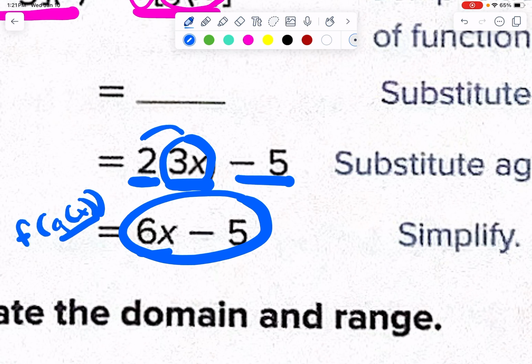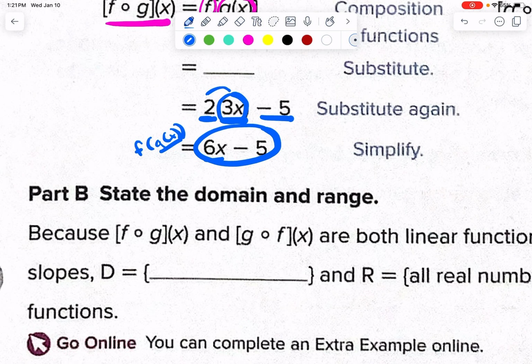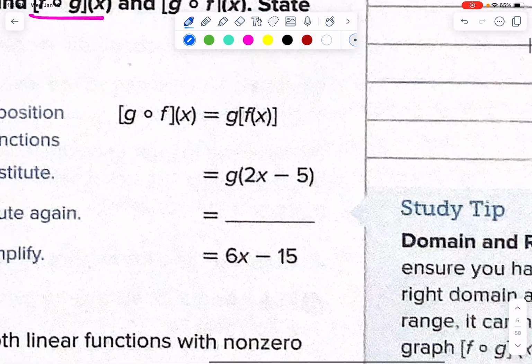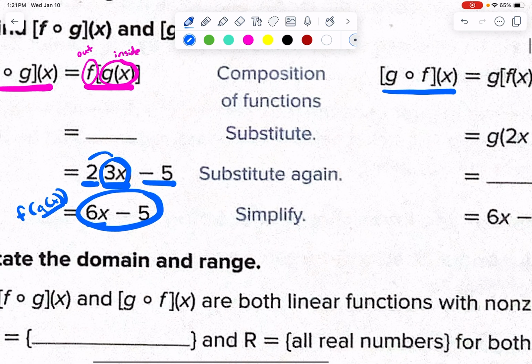I'm taking the g function, stuffing it into f, and then simplifying. That's all I'm doing, okay? Then it says part B, state the domain and range. Wait. Let's do the other one first. They want us to do now g composed of f of x. Just a little hint, it won't be exactly the same value, okay?